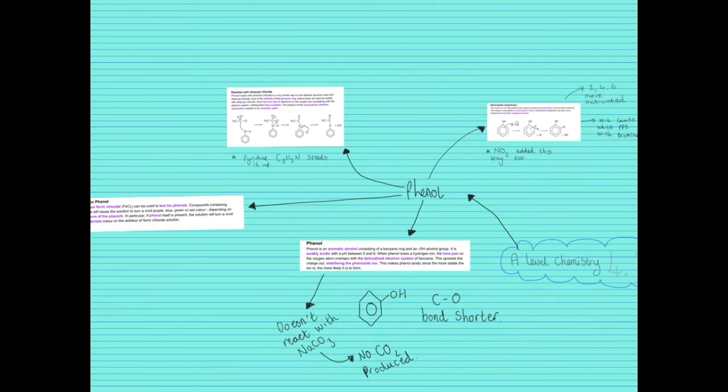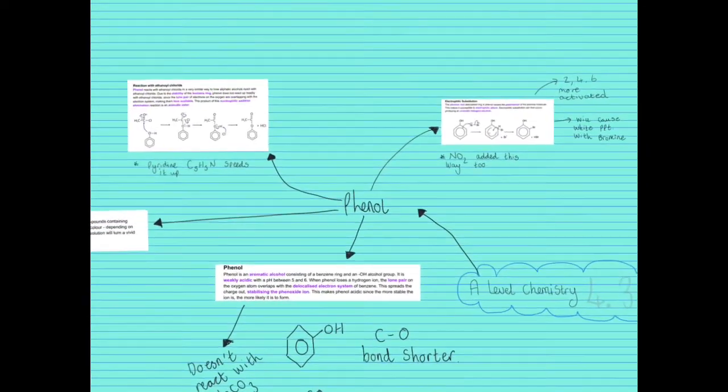Testing for phenol then, okay, you need to use ferric chloride, and it should turn a purple colour. If phenol is present, a vivid violet purple colour will happen on the addition of ferric chloride. Okay, and then there's 2 kinds of reactions you need to know about.